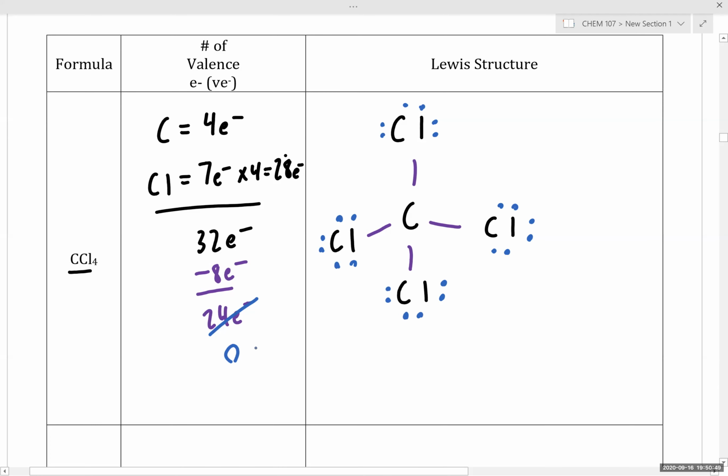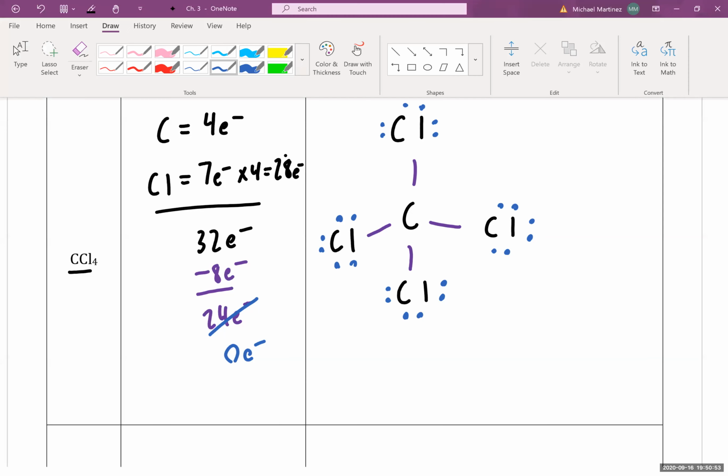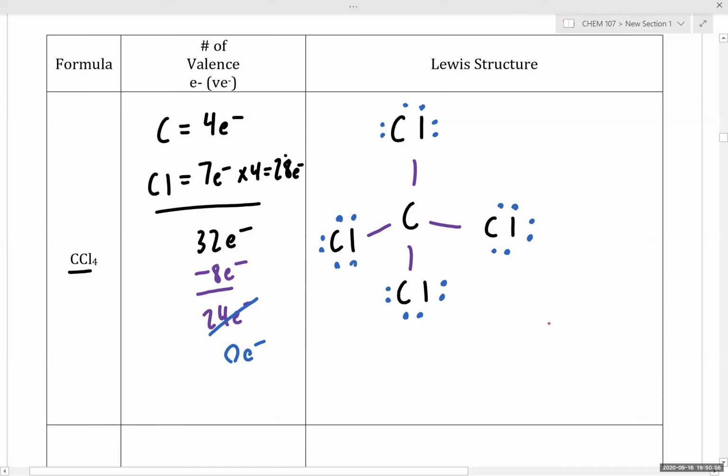2, 4, 6, 8, 10, 12, 14, 16, 18, 20, 22, 24. I have 0 electrons remaining. Now let's check the octet rule. Carbon has 8 electrons. Chlorine, 2 plus 6, gives us 8. So it looks like the octet rule is fulfilled.